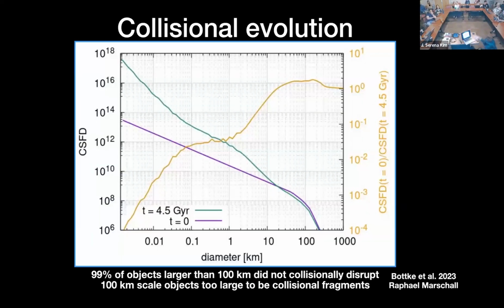So this is a new simulation. I showed you the collisional evolution of the main belt, but this is the collisional evolution of the primordial Kuiper belt. What this shows us is that objects larger than about 80 kilometers, the large proportion of them, more than 98%, do not catastrophically disrupt. So UN-271 is an intact planetesimal at 140 kilometers in size.